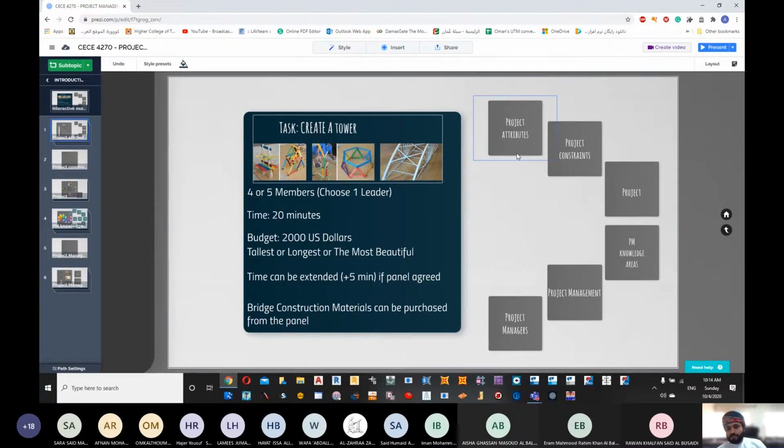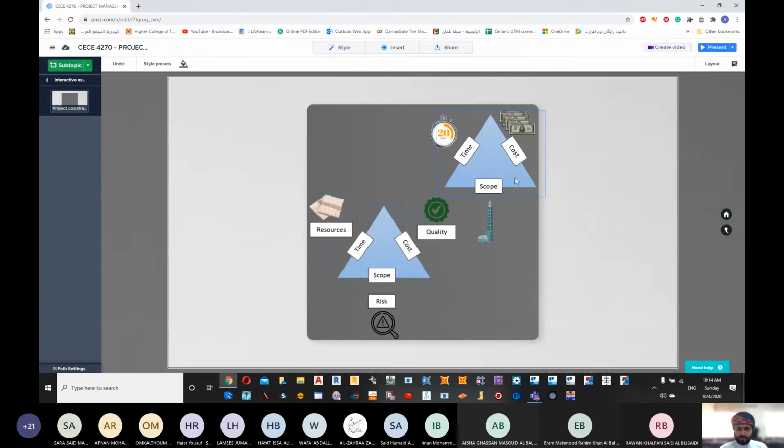And if you remember, we have talked about project attributes. What are the attributes? What are the characteristics of the project? And we talked about being temporary, having a progressive elaboration, require resources, and other things. We talked as well about project constraints, if you remember, and we said we have different constraints. These are the limits that we should not exceed in order to say that we have successfully managed our project.